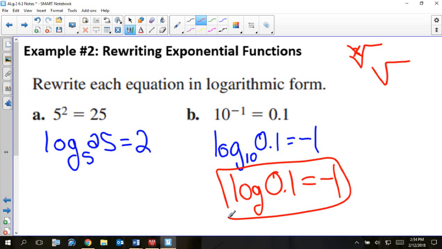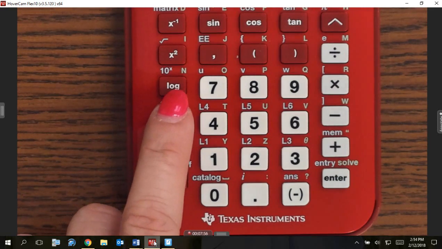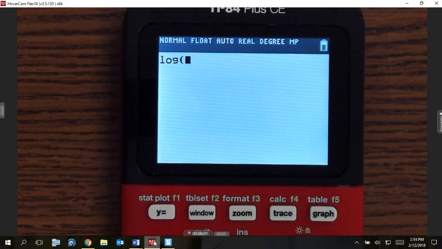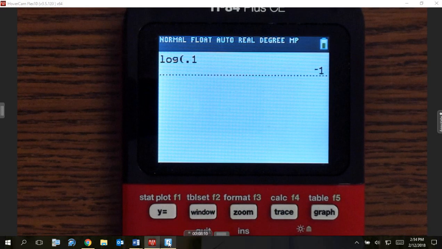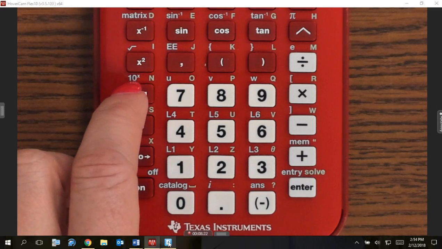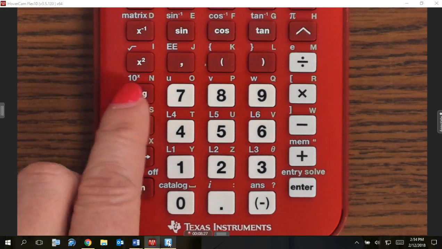So you look at your calculator, and in the first column, you will see there is a log button, but it does not have a base. So this log is base 10. If I typed in log 0.1, it equals -1 because that's what it's supposed to equal, because that's log base 10. And if you look right above the log button, the inverse, you see it says 10 to the x. These are inverses of each other. This is base 10, and that's 10 to the x.